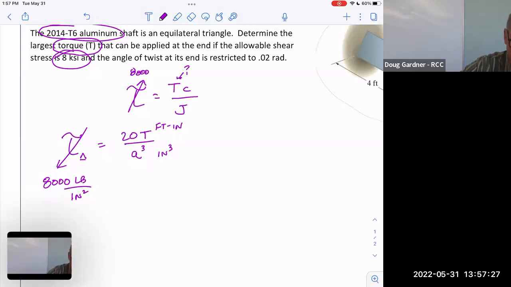Or I've got to change 8,000 to, I guess I can't even really do it. I'd have to change A cubed to be feet cubed or something like that. So just knowing that T is going to come out in foot inches, maybe because I'm just solving for T, maybe that's not so hard. Okay, so A is in inches. I put 1.5 in there. 20 times T divided by 1.5 cubed equals 8,000. That's not hard to solve. Just solve for T.